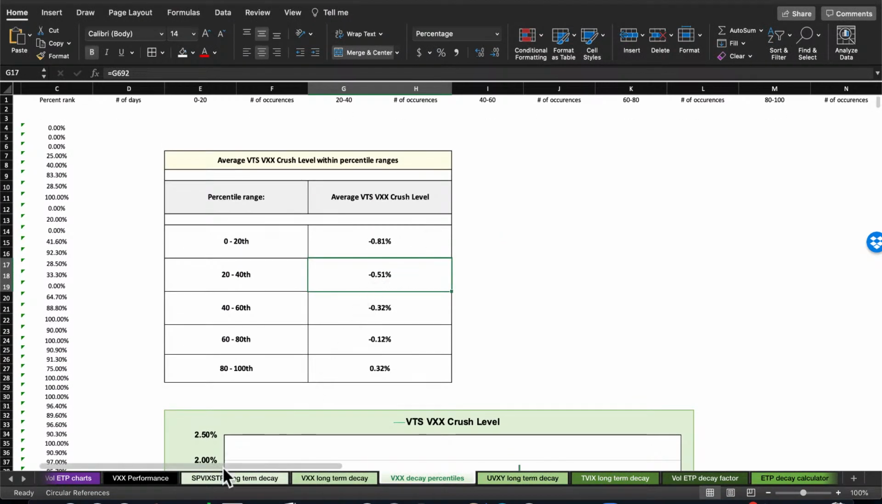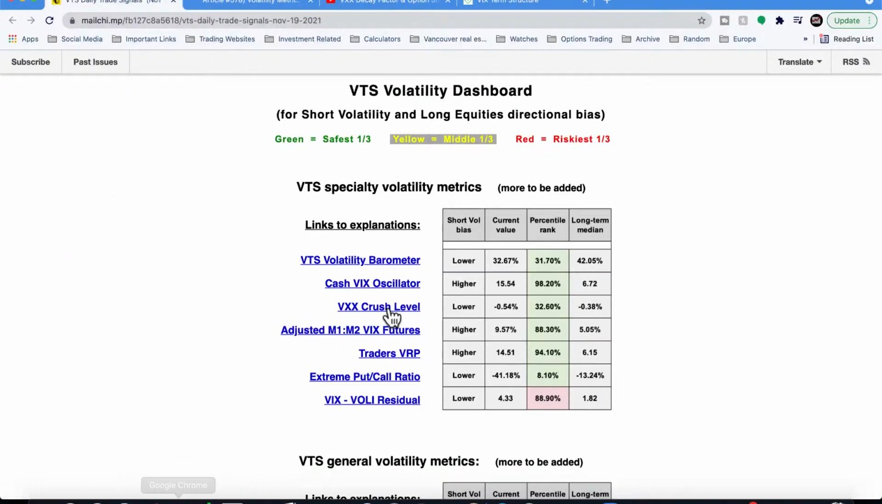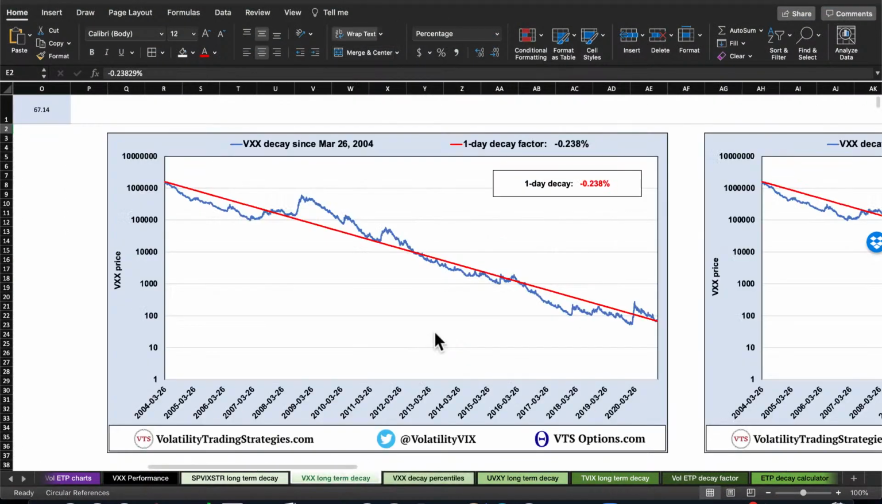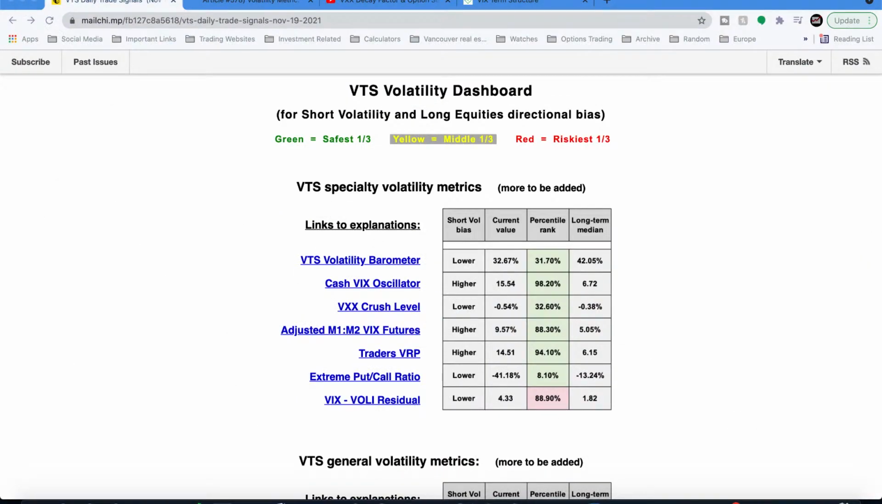Now, I'll just point this out really quickly, because it is very important to understand this. You'll notice that the long-term median is minus 0.38%, but I said the long-term geometric regression is actually minus 0.238%. It's a little bit different there. The VXX decay is seemingly a little bit faster day to day, just a little bit, than the long-term regression. And this gets back to the heart of something that I talk about an awful lot here.